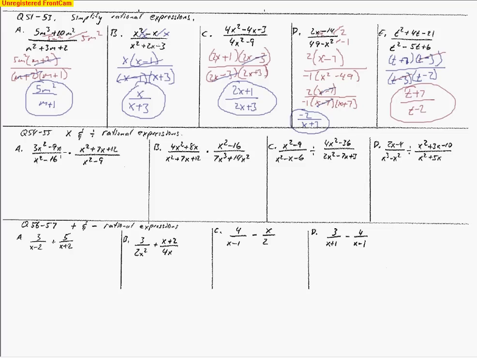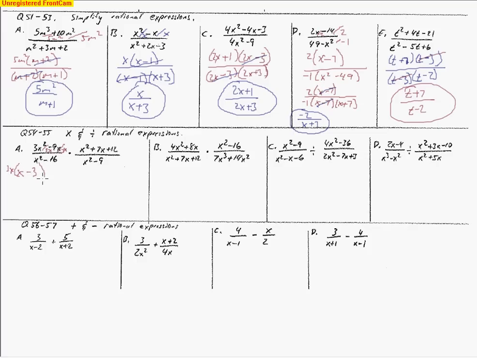Here we're going to multiply two rational expressions, so always take out common factors first. So I see that this has a 3 and an x. So I'm going to take out a 3x, put that on the outside of a parenthesis, do some division, and you've got an x minus 3 left over.